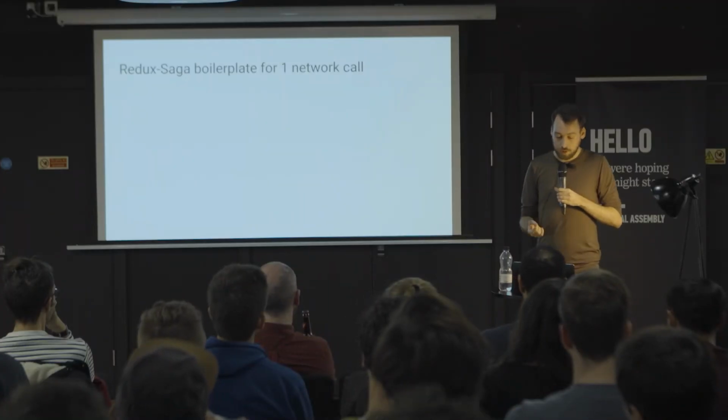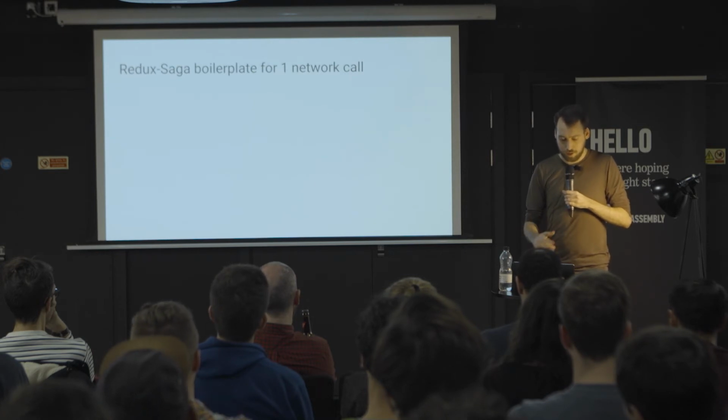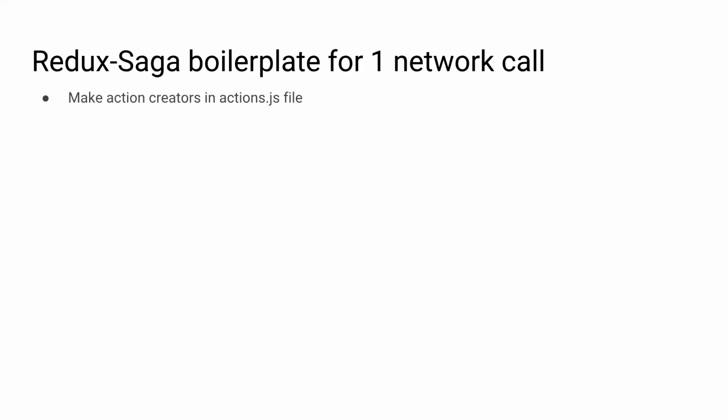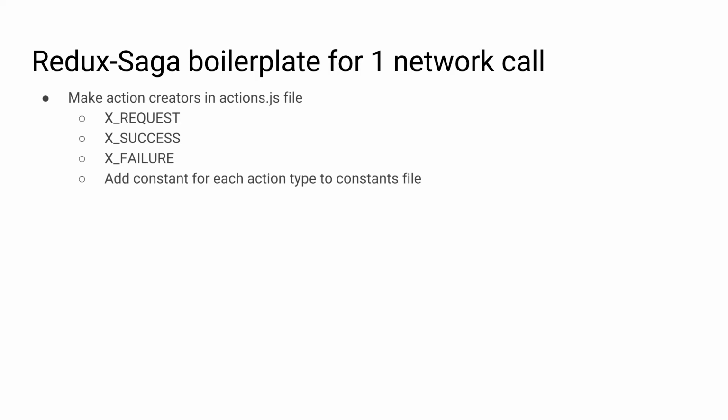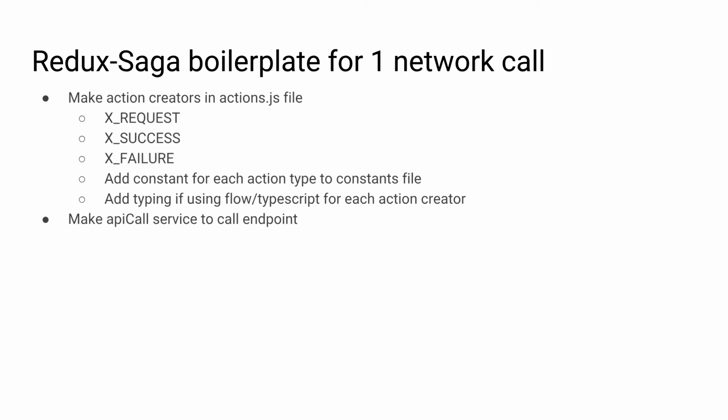One network call using sagas. I'm going to go through this quickly just to illustrate how much it is. You've got to make an action creator in some actions file. You've got to have a request action, a success action, a failure action. You've got to add constants to a constants file for each of these. You've got to add typing if you're using Flow or TypeScript for each action creator. You've got to make an API call service to actually call the endpoint. You've got to make a saga for the call.